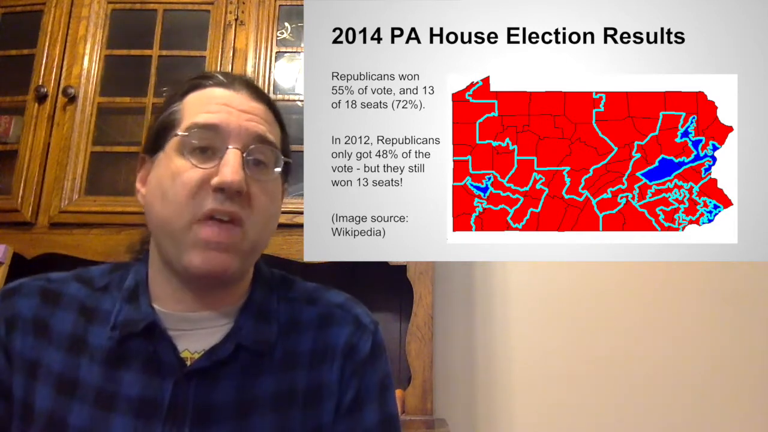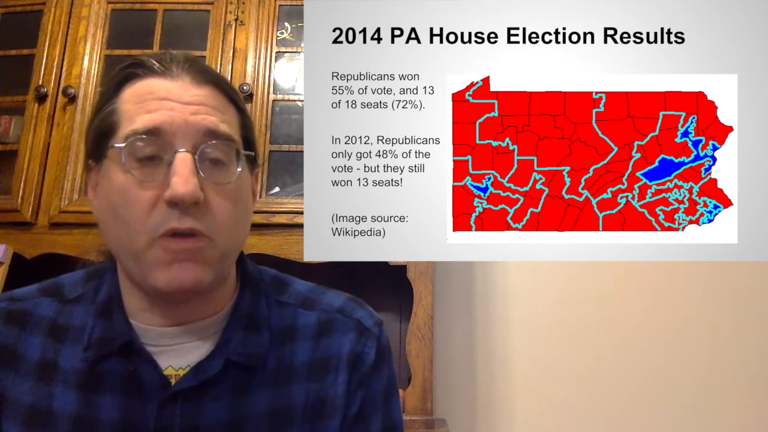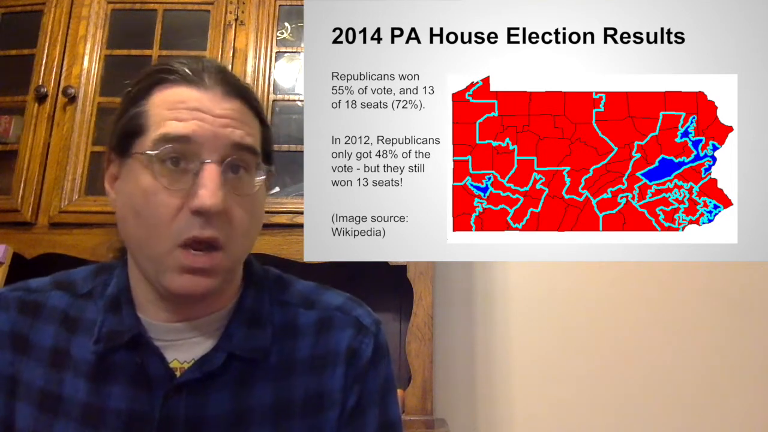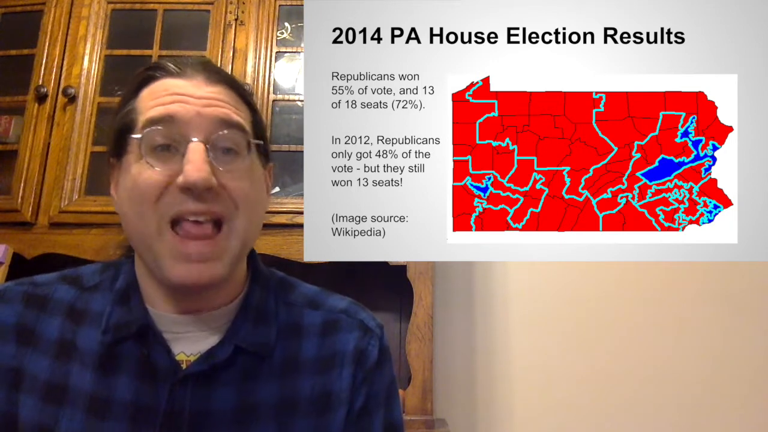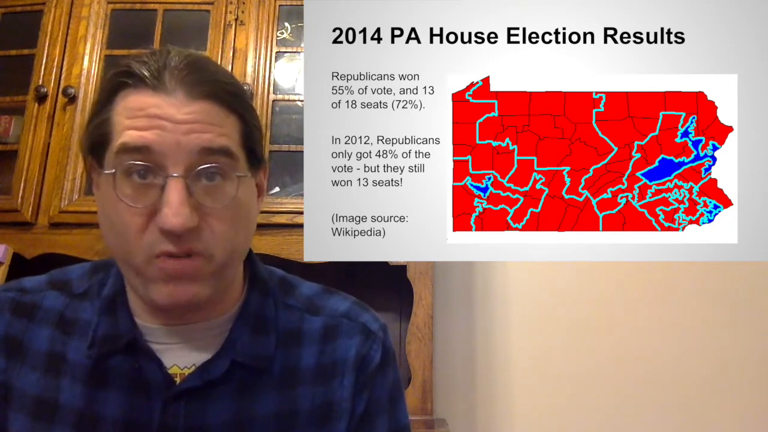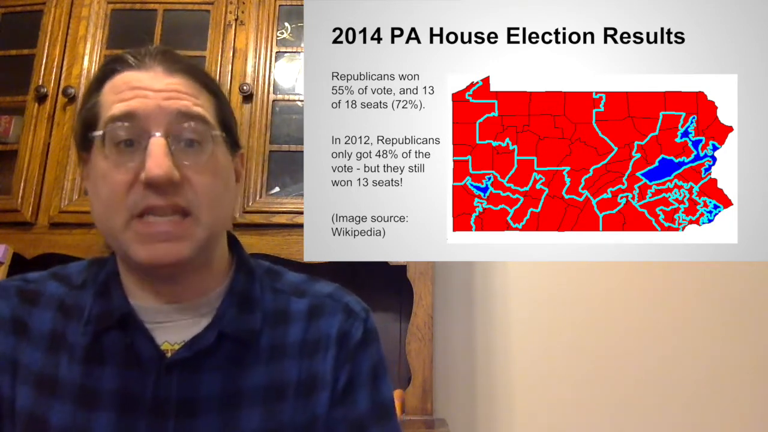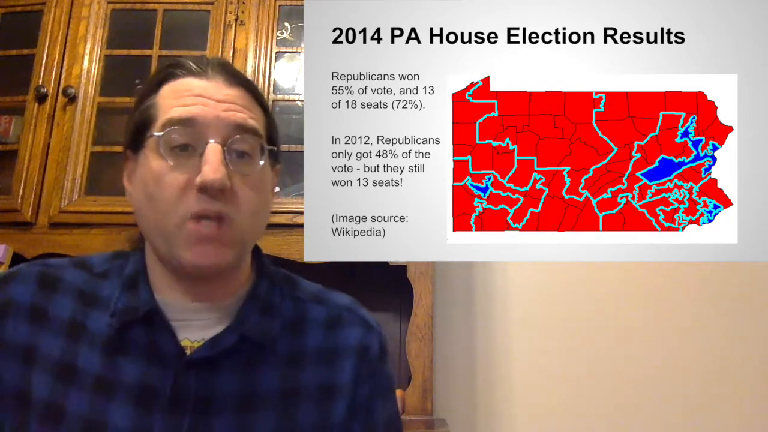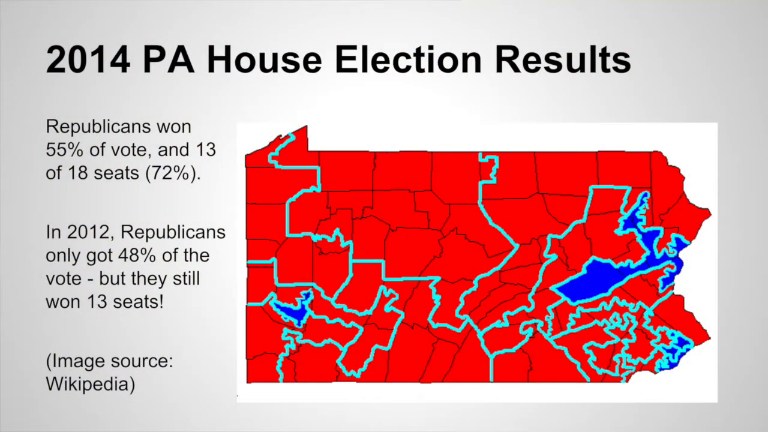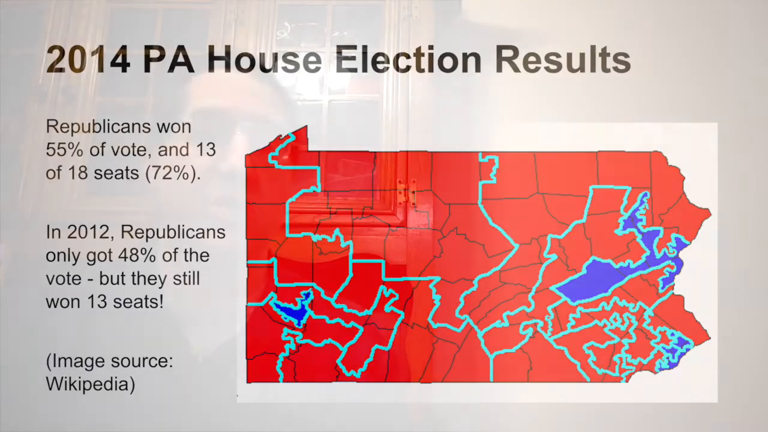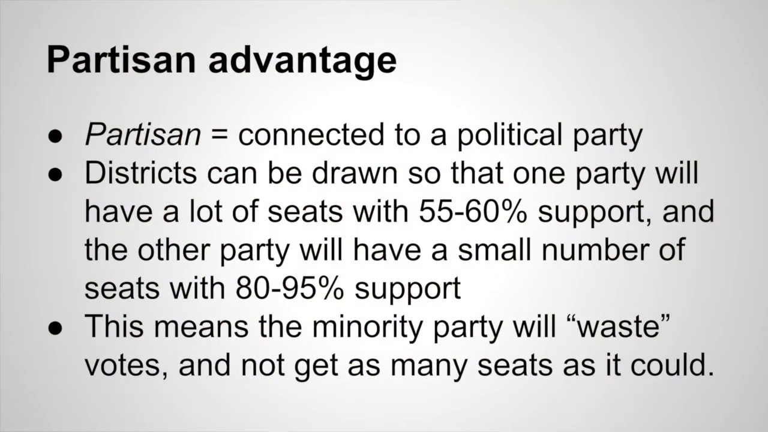So they won 72% of the seats, even though they got 55% of the vote. Well, okay, they won the most votes, they should get the most seats, maybe you say. Well, back in 2012, the Republicans only got 48% of the vote, but they still won the same 13 seats. So because of the way that they had drawn up the districts, that large swing in the percentage of the vote didn't have any influence in who won the elections, because the Republicans were safe in their seats, the Democrats were safe in their seats, but there were a lot more Republican seats than Democratic seats.